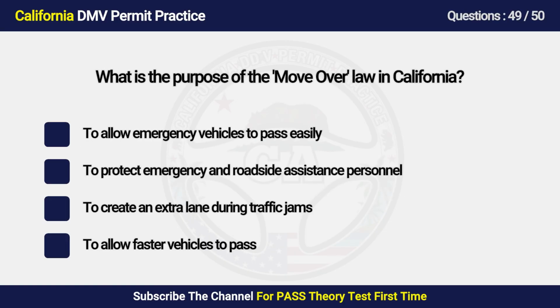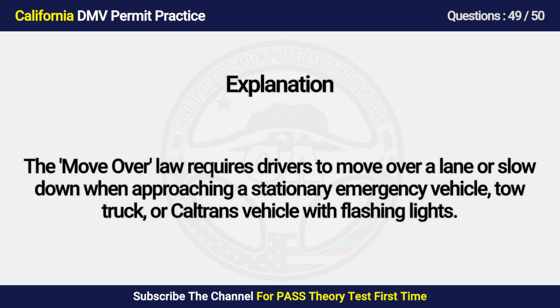Question 49. What is the purpose of the move over law in California? A. To allow emergency vehicles to pass easily. B. To protect emergency and roadside assistance personnel. C. To create an extra lane during traffic jams. D. To allow faster vehicles to pass. Answer is B. To protect emergency and roadside assistance personnel. The move over law requires drivers to move over a lane or slow down when approaching a stationary emergency vehicle, tow truck, or vehicle with flashing lights.